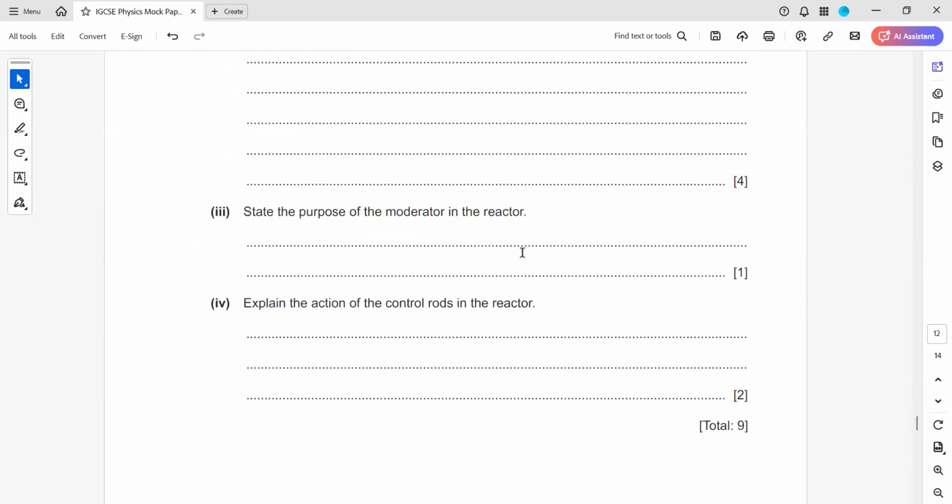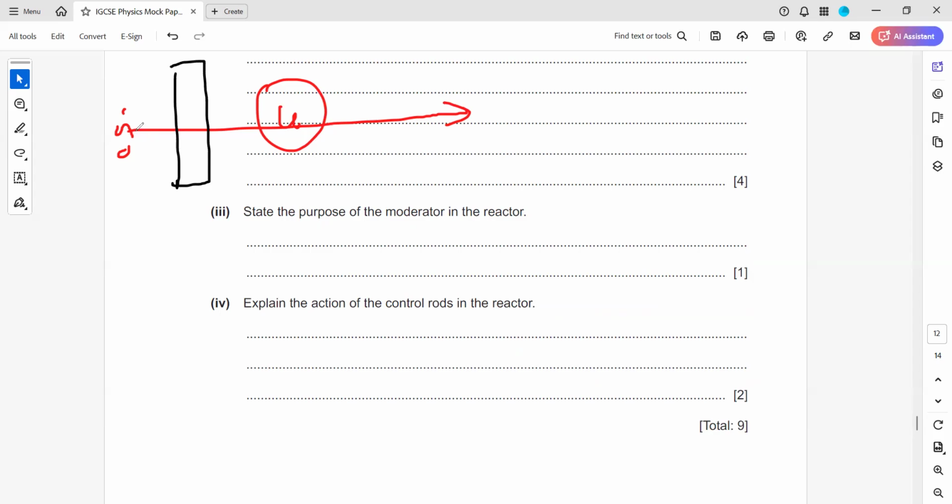State the purpose of a moderator in the reaction. What is the purpose of a moderator? Because a fission reaction happens, the moderator is to remove the energy from the neutron to make the neutron slow. Because if a neutron is very fast, what might happen? This fast neutron will pass through the uranium. So we want to slow it down. To slow it down, we use heavy water as a moderator. When the neutron passes through the heavy water, it slows down, and as it slows down, it can interact with the uranium and undergo a fission.